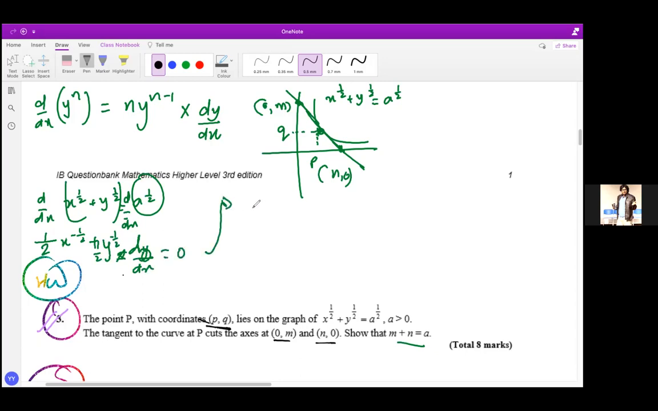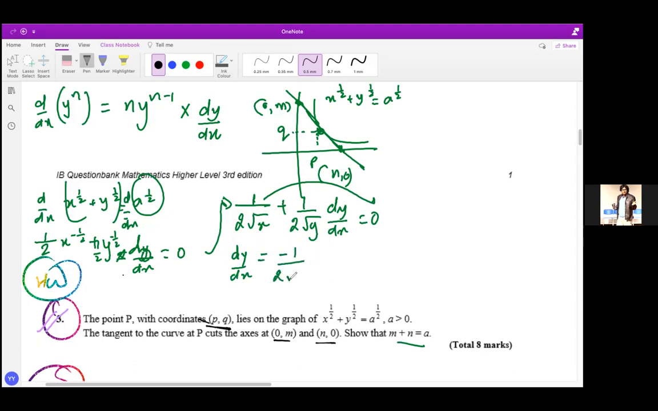So what we get is 1 over 2 root x plus 1 over 2 root y times dy by dx equals 0. Now you're going to bring this thing here. So you get dy by dx is basically negative 1 over 2 root x times 2 root y, because if you multiply, this is what I get. This cancels, and it's going to be negative root of y over x. Then I can condense them to a single square root, and you get negative here.